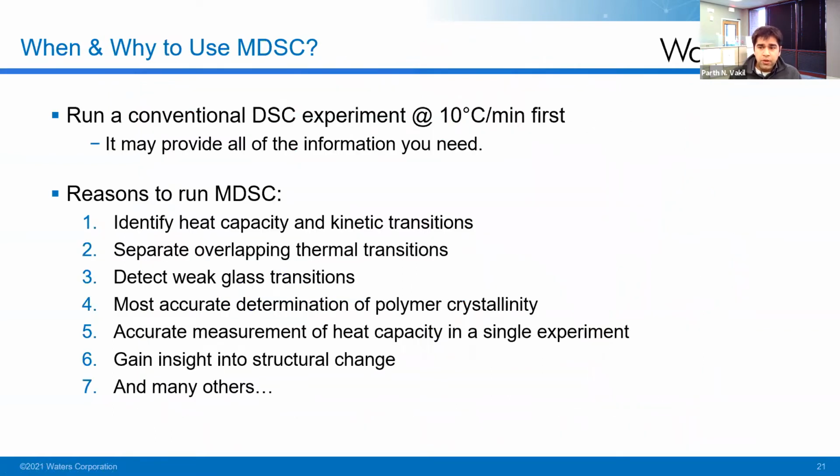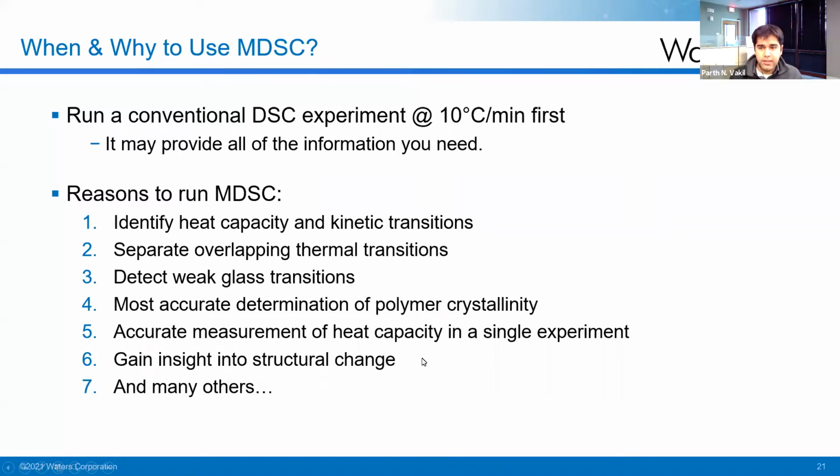And before we talk about why you would run a modulated DSC, in a material you typically always want to run a regular DSC experiment, which is typically 10 to 20 C per minute. And then let's say you have overlapping transitions, or you cannot really see the Tg clearly, then you may consider using modulated DSC. Or for those of you who are interested in getting the most accurate quantification of polymer crystallinity in a sample, you can use modulated DSC. And there's a lot more reasons to use modulated DSC.